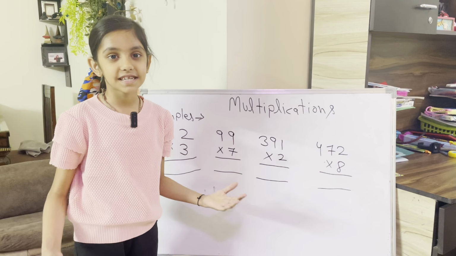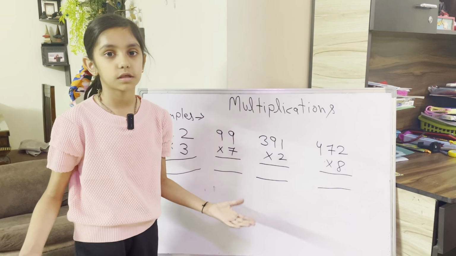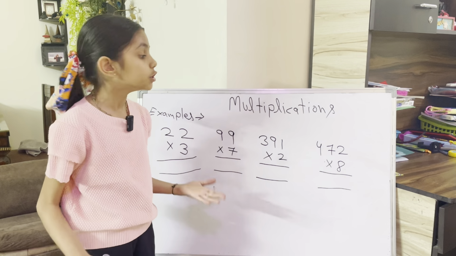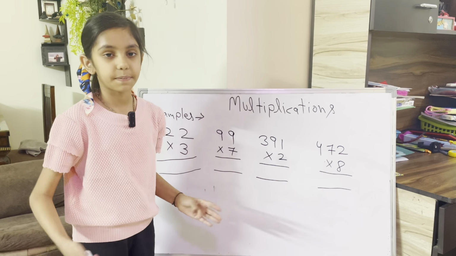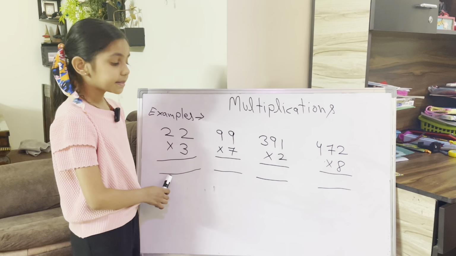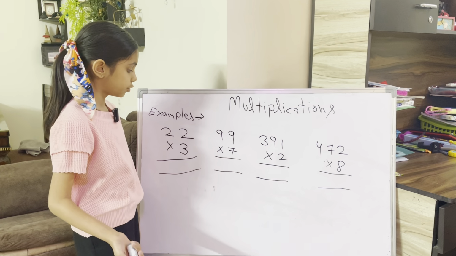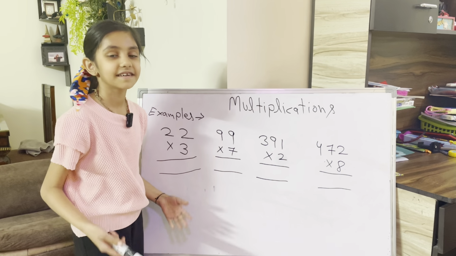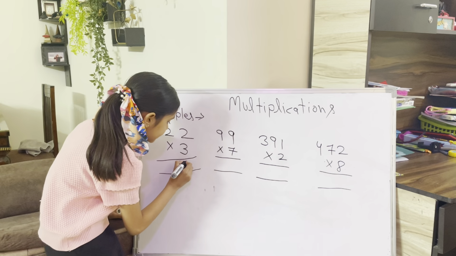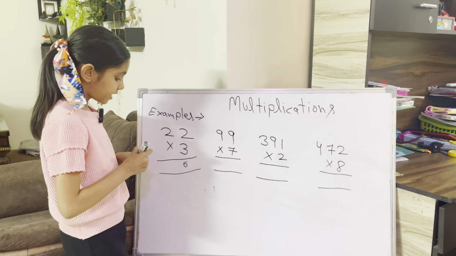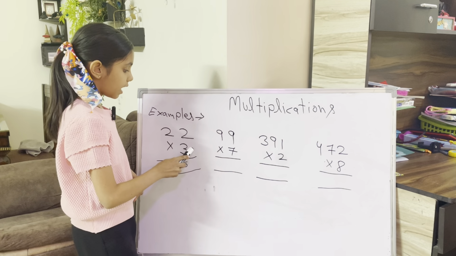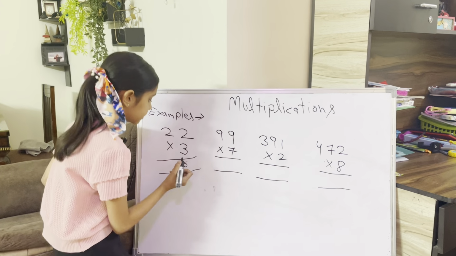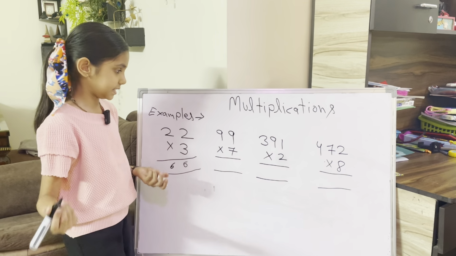So there are some examples I have written on the board. 2-digit and 3-digit. First I will teach you 2-digit number multiplication. So first of all, there are 3 2s we have to do, or 2 3s. Tell me, what is 3 2s? Correct, 6. So we will write 6 here. Now we have to do again 3 2s, 6. The answer would be 66.